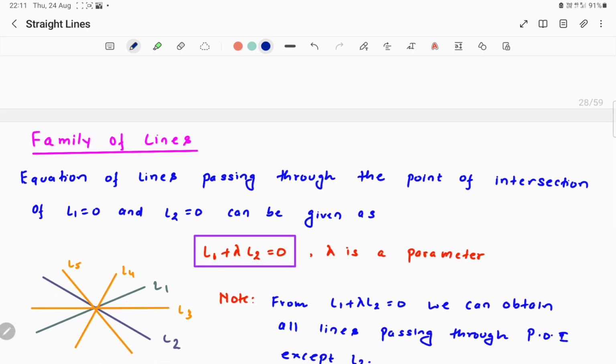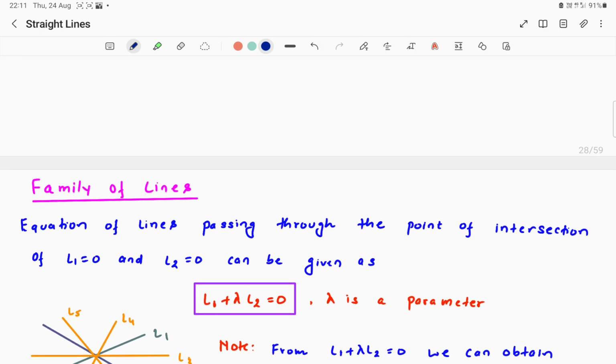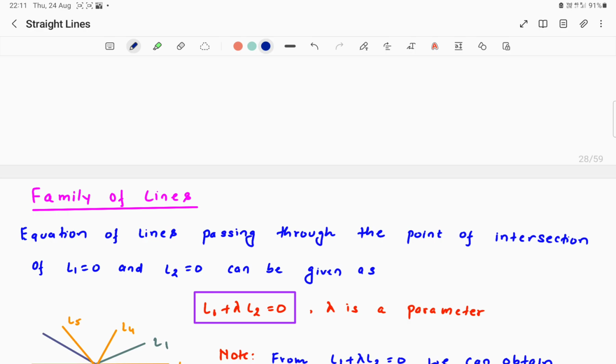So what we say family of lines? Equation of lines passing through the point of intersection of 2 lines, L1 and L2. Those lines are called as family of lines. Means there is a line given L1, there is a line given L2. Now through this point of intersection, how many lines can pass? Infinite number of lines can pass, isn't it? So many lines can pass. So all these lines all together are called as what? Family of lines. Okay. What is the equation? So equation is given as L1 plus lambda L2 equal to 0.